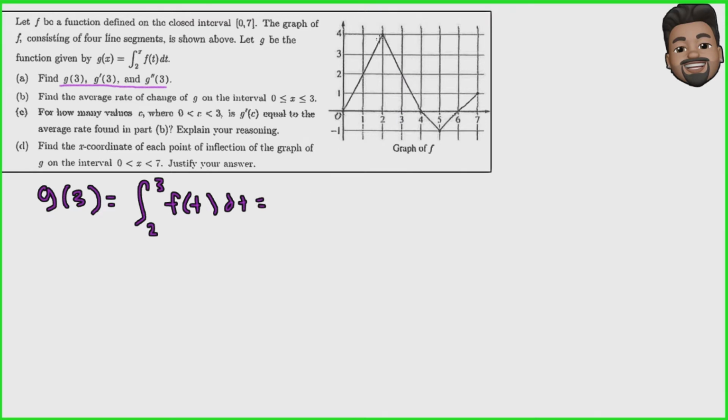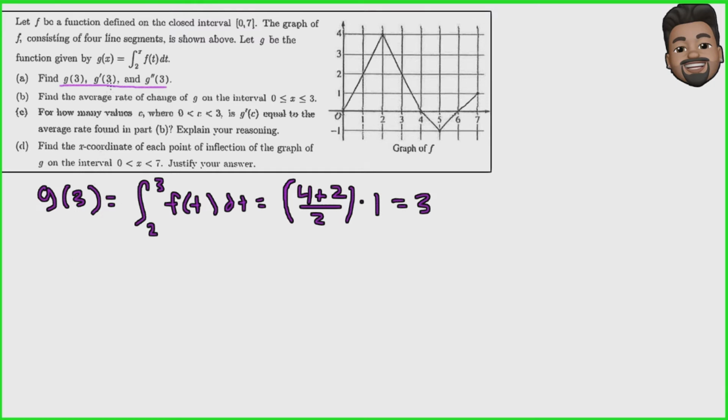If you remember trapezoids, this is how they work. You have two different lengths. The length at 2 is 4, so it's 4 plus the length at 3, which is 2, divided by 2, because we take the average of the two to get a rectangle. And then the width, from 2 to 3, is 1, so times 1. This is 6 over 2 times 1, which is 3. So g of 3 is equal to 3.